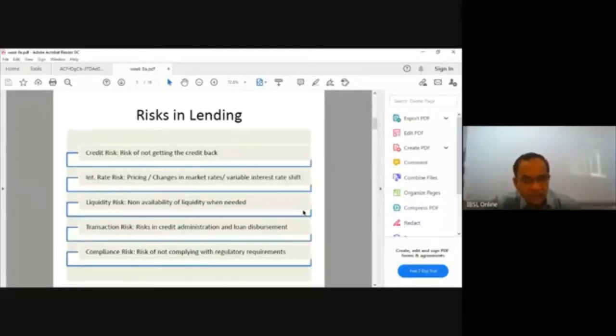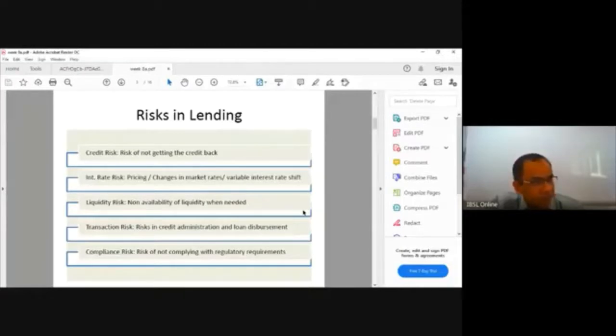All right, then comes transaction risk. Transaction risk is what happens while doing a transaction, whether we are making any errors, most of the time human errors or systemic errors. Let us say while we are disbursing a loan, a wrong account is credited, because a wrong account number is inputted and not properly audited. That is a transaction error, and it has resulted in transaction risk.